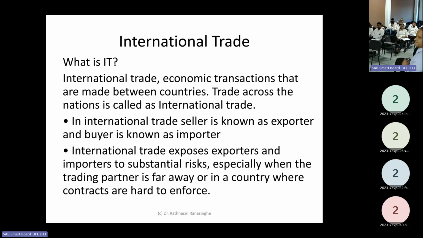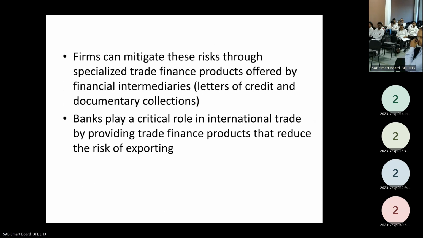Anyway, in international trade we see the exporter and the importer, and the banks also intermediate, providing services for the exporters and the importers in order to do this business in a more transparent way and minimizing the risk. That is the thing.